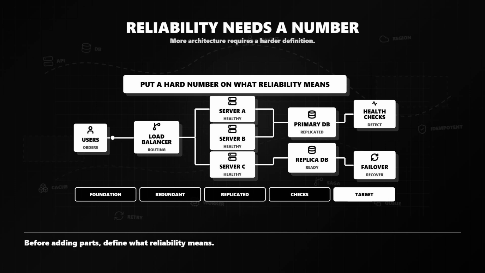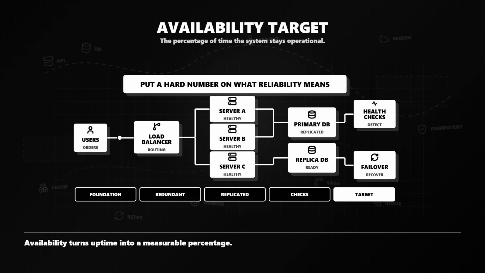But before we go adding even more moving parts to this beautiful architecture, we really need to put a hard number on what reliability actually means. And that brings us to availability targets. In simple terms, an availability target is just the percentage of time that a system stays completely operational.